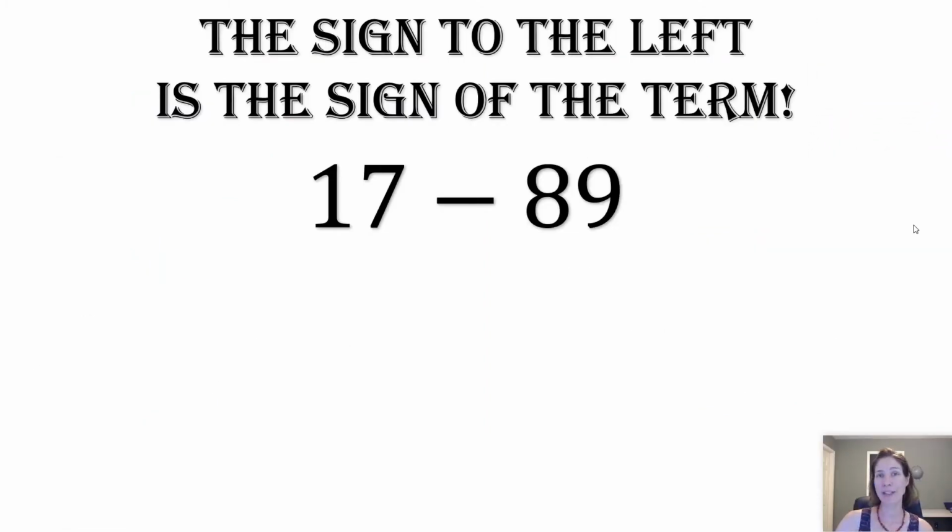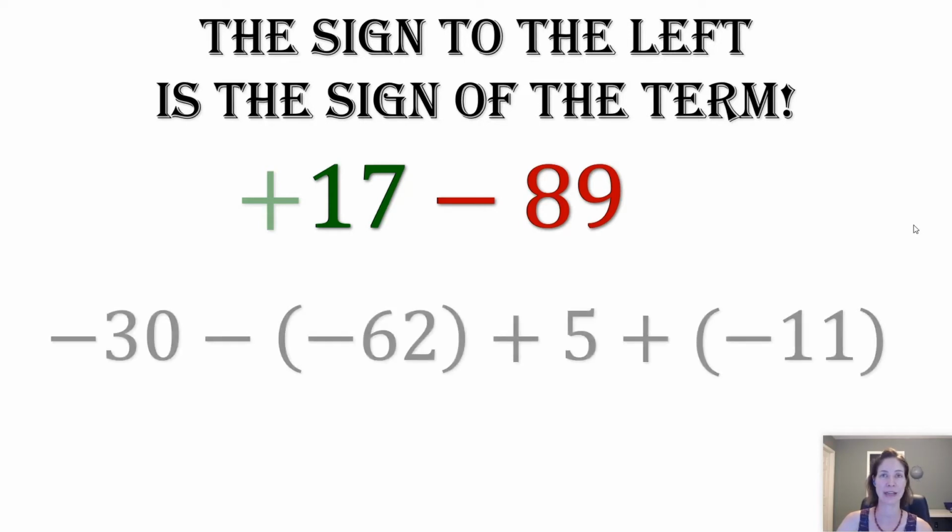So when we have expressions, the sign to the left is going to be the sign of the number. So the 17 is a positive because it's technically an invisible plus sign to the left. Mathematicians like to write less whenever possible. So that's why it's written this way instead of having a plus there. And then we have minus 89. The sign to the left is a negative or a minus, so it is a negative 89.